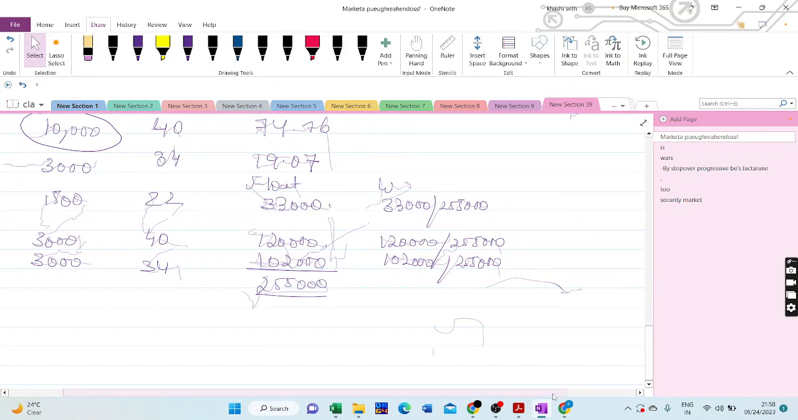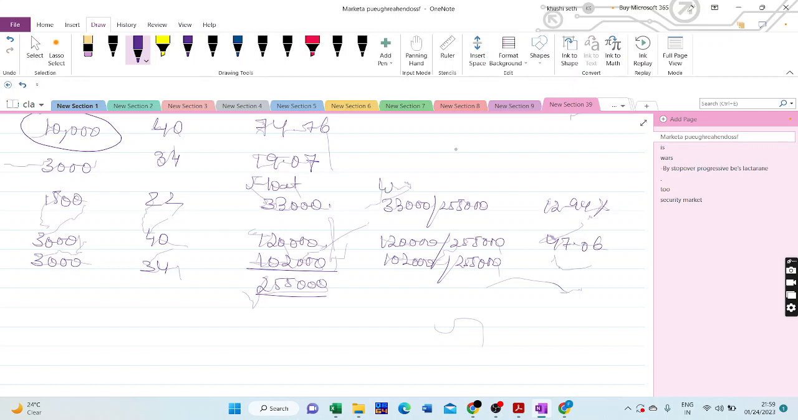33 by 255 is how much? 12.94. So weight of stock A in this float adjusted market cap index is 12.94. What would be the weight of stock B? 47.06. And weight of stock C?